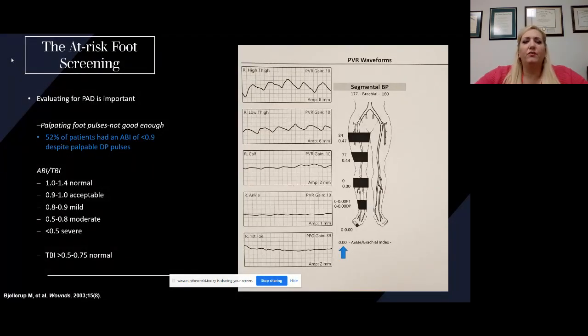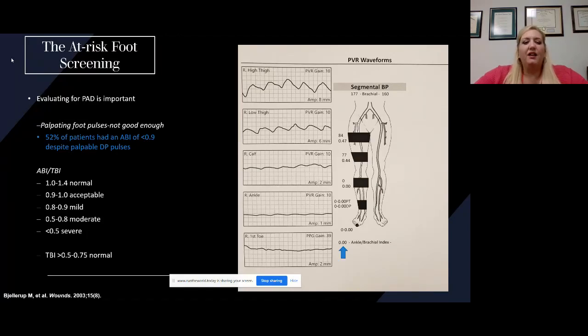Let's talk about what an ABI is and the importance of an ABI when we're assessing the diabetic at-risk foot. So just palpating pulses isn't good enough. I see that a lot in our charting, palpable pulses. And don't be fooled by palpable pulses alone. In fact, a study showed that 52% of patients with palpable pulses, we were actually palpating our own pulse.